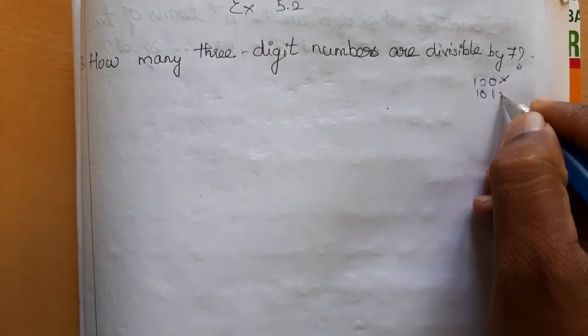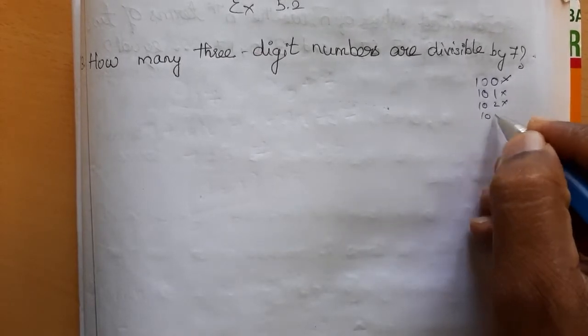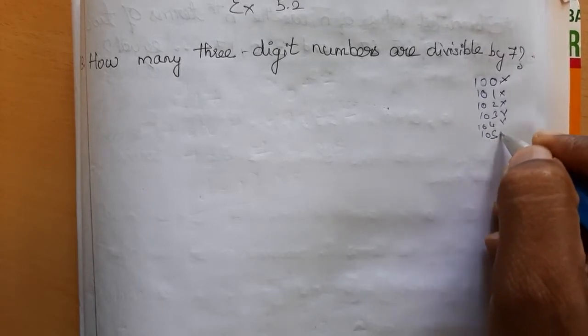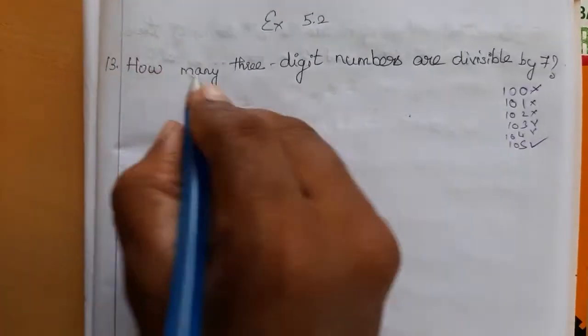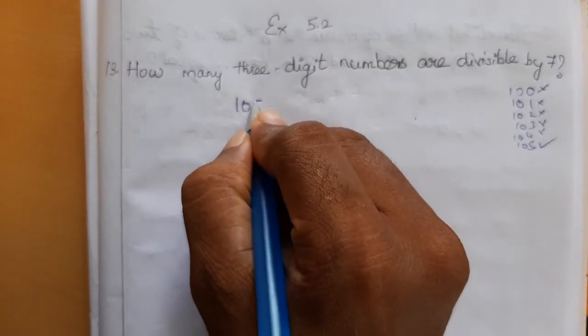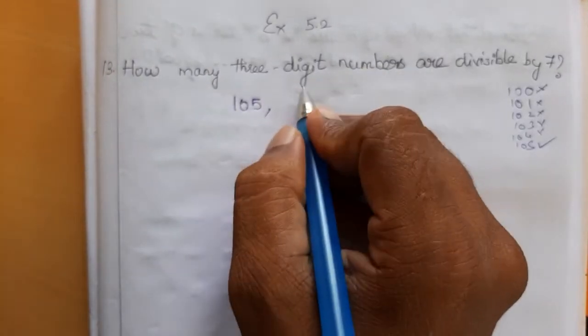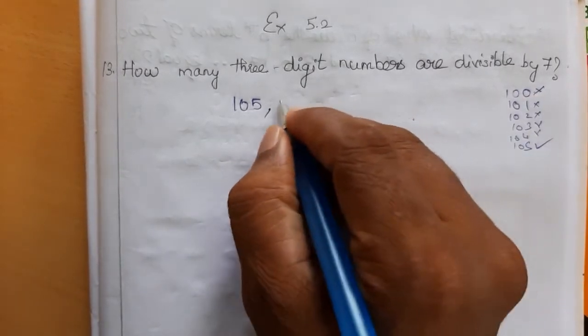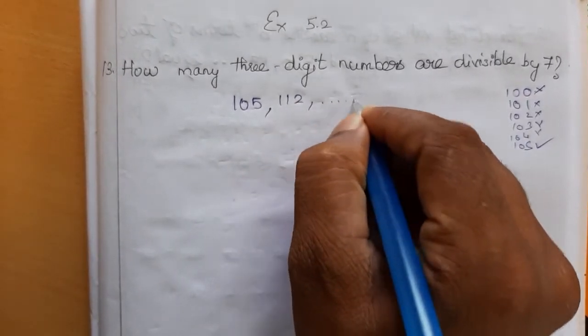So 101? No. 102? No. 103? No. 104? No. 105? Yes, divisible by 7, right? So the first term is 105. And what about the next term? It says divisible by 7, so the difference should be 7, right? So 112. So we have to know the last term.